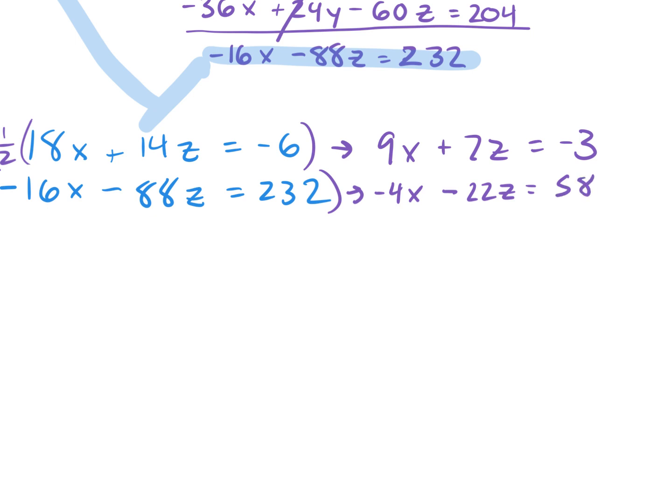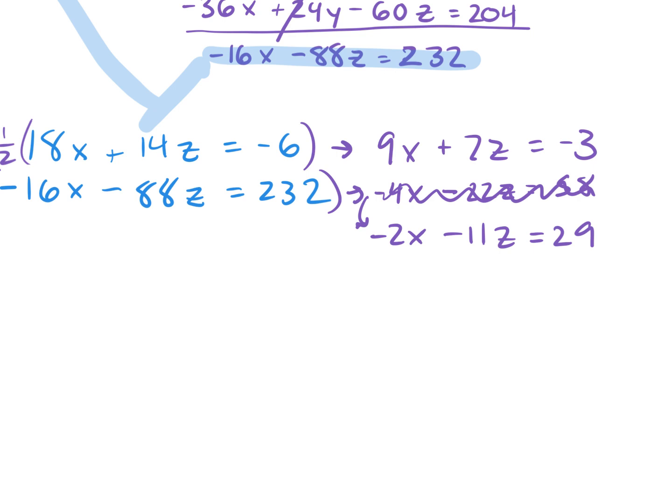What do you want to do next? Remember, we want to eliminate one of our variables. I can still divide the second equation to make it even smaller. Let's divide it all by 2 now. So I have negative 2x minus 11z is equal to 29. So I made it smaller. Now what can we do? Which variable do you want to eliminate?